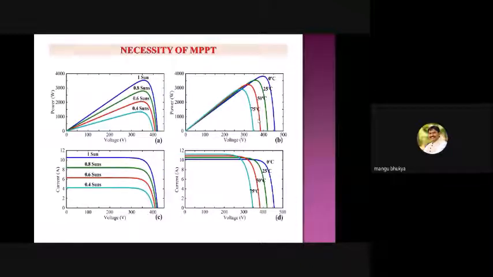You can use this new technology, artificial intelligence, for detecting the cell temperature also, and based on that you can provide cooling, so that you can extract the maximum power. As the temperature increases, the power drawn from the panel decreases. So this is the power characteristic, and this is the current versus voltage characteristic of the panel.